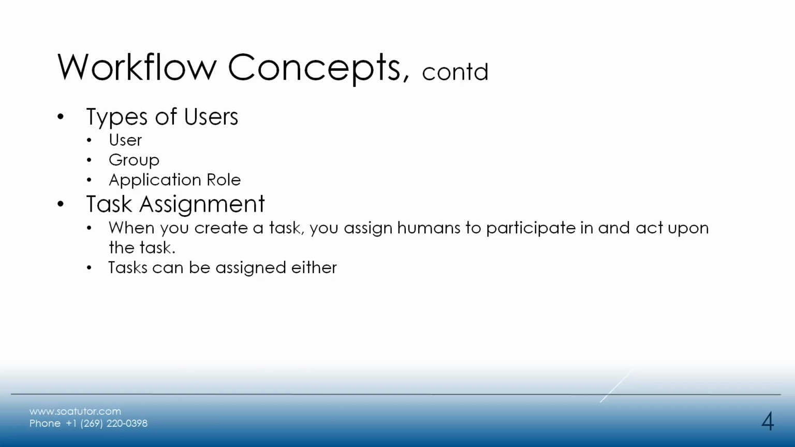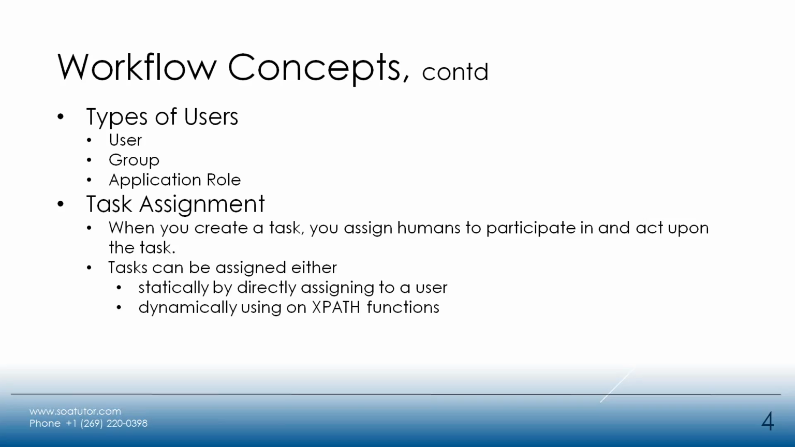Okay, a task can be directly assigned to a user, where you directly specify a name, or you can even do it dynamically. The names are derived dynamically, so we will look at both these, then you will understand what it is. If you say this task is assigned to Ravi Kiran, then it will always be assigned to me.